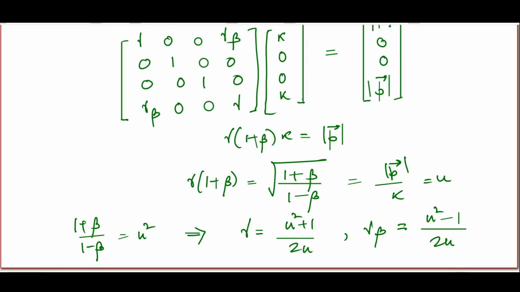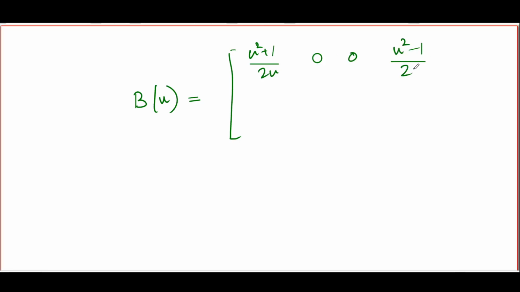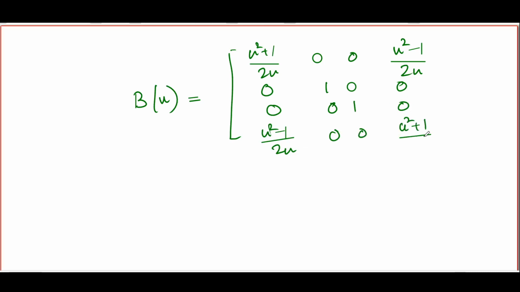So our boost for a parameter u given by mod p by kappa is given by (u squared plus 1) by 2u, 0, 0, (u squared minus 1) by 2u; 0, 1, 0, 0; 0, 0, 1, 0; (u squared minus 1) by 2u, 0, 0, (u squared plus 1) by 2u.